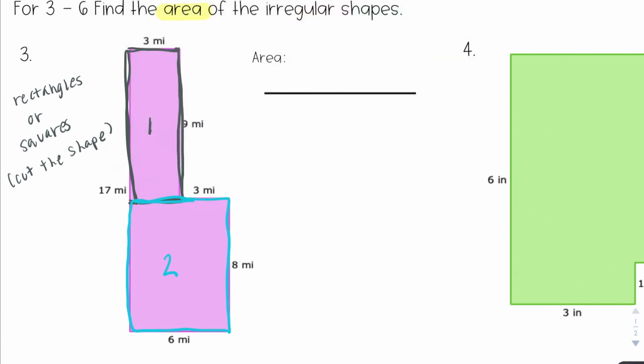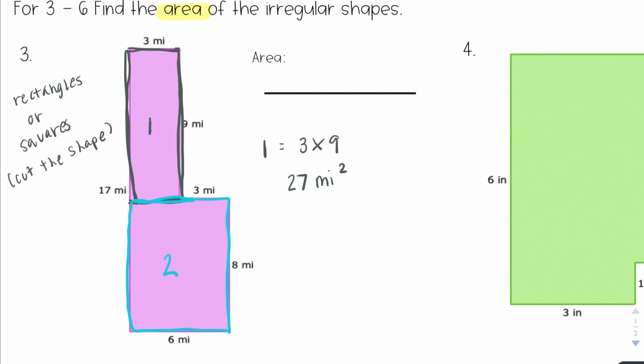We're going to find area the same way we did in 3rd grade, by multiplying length times width. So for my first rectangle, length times width is 3 times 9. I can see I have 3 miles times 9 miles, and I know that 3 times 9 is 27. That's a known fact. But it's area, so I have to remember I'm using square units.